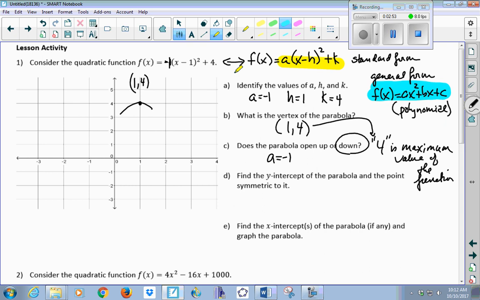So now to finish off the graph, we need to find a couple of key points. We need to find the y-intercept and the point symmetric to it, and our x-intercepts. So to find the y-intercept, we find f of 0. We plug 0 in for x and evaluate that to get our output. So we get -1 times (-1) squared plus 4, which is -1 times 1 plus 4, which is 3. So (0, 3) is our y-intercept.